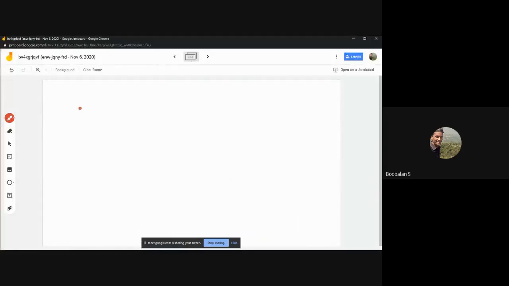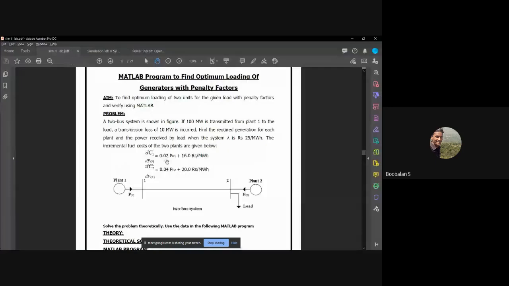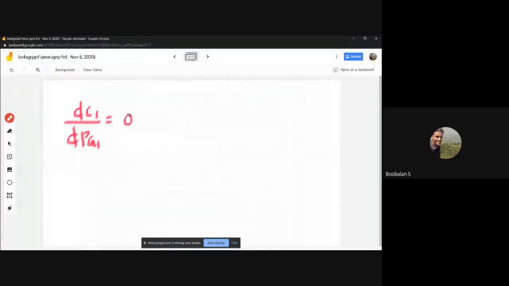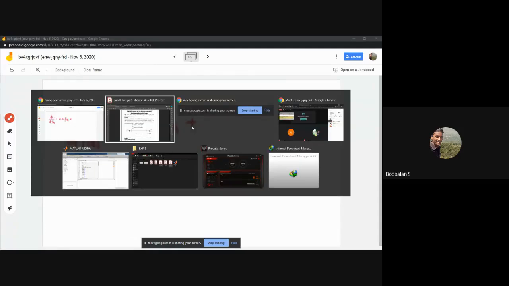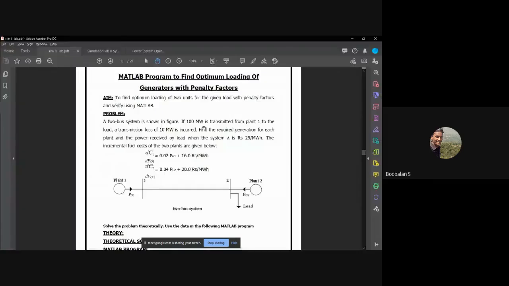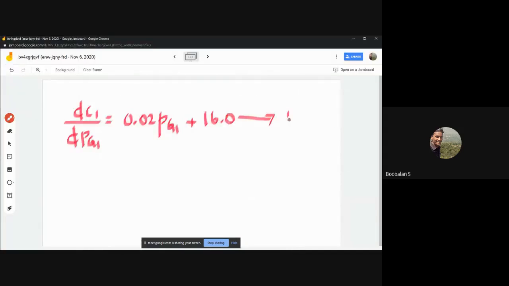So note it down. dC1 by dPG1, for my generator 1, the power generated from generator 1 is PG1, equal to what is given: 0.02 PG1 plus 16 rupee, equation number 1. So this is the incremental fuel cost of my generator PG1 that is given.